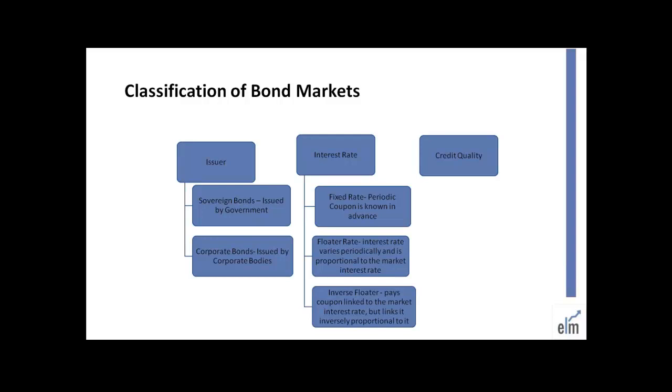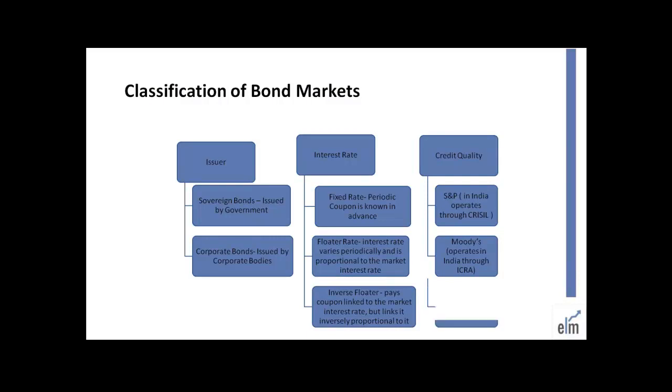One of the most important classifications of bond market is the credit quality. It matters a lot what rating a particular bond has got from different rating agencies. According to the credit quality, we can have a rating by S&P, which operates through CRISIL in India, Moody's, which operates in India through ICRA, and Fitch. Ratings by these agencies play a very important role in evaluating a bond. So we have derivative instruments based on these different classes of securities.